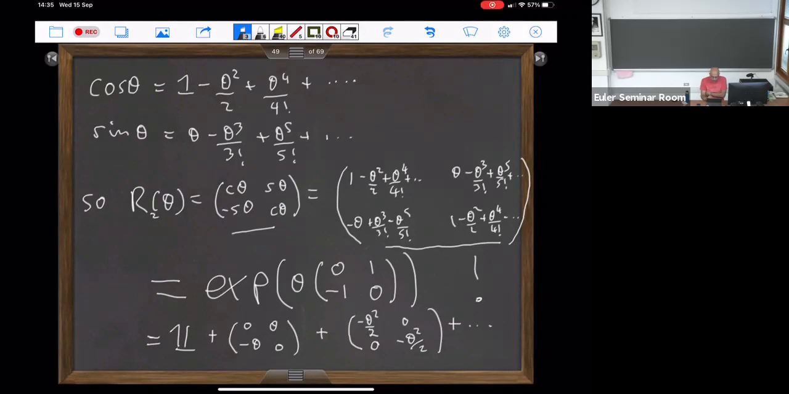If I take the leading term, given my definition of the exponential, then that would be 1, plus then the leading term would be the matrix, so that's 0 theta minus theta 0. The second term would be theta squared over 2. Well, in this case, the square of the constant matrix is minus the identity, so I just get theta squared over 2 times minus the identity. That gives me this term and this term here. And then you can continue in this vein to get all of the other terms.